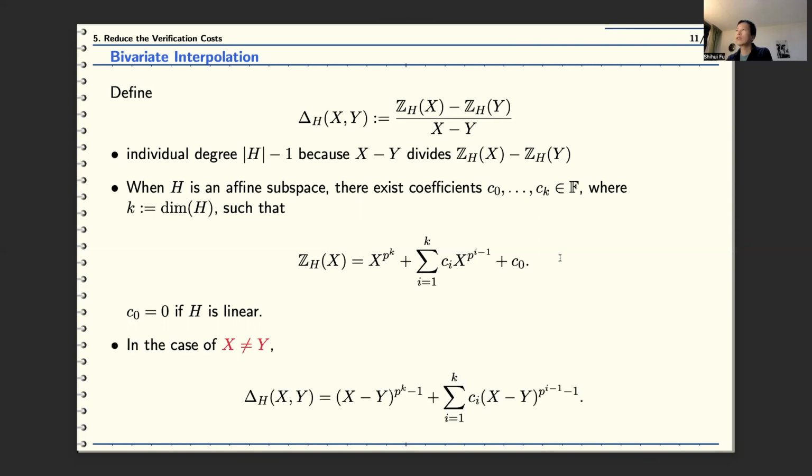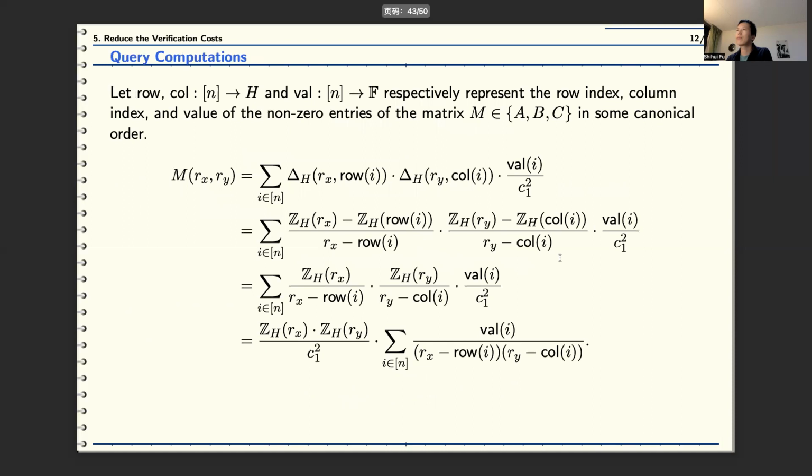Now we write the expression of delta(x, y). In the case x not equal to y, delta(x, y) can be written in this form. If x equals y, we cannot do it like that, because x minus y equals 0 and we cannot divide by 0. But we can consider this as a discrete derivative. Then evaluate at x. Actually, this is equal to C1, a non-zero constant.